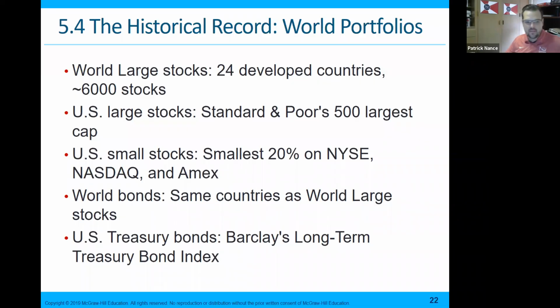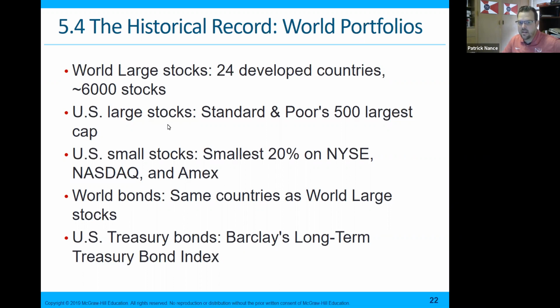Okay, chapter 5 is video number 3. It starts talking about historical records and portfolios and just some different stock indexes and areas that trade markets where stocks are traded. And first talks about the world's largest stocks, which is 24 developed countries and 6,000 stocks. Those are the big stocks in the world.